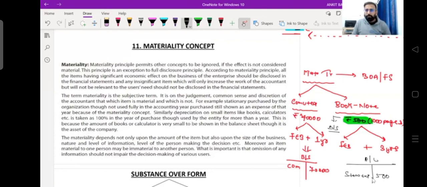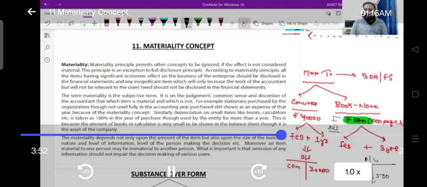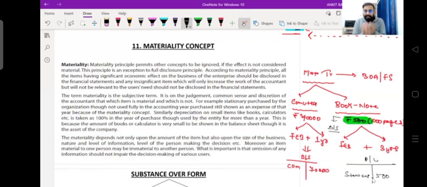Now you might be thinking, who will decide that the book amount is transferred to the P&L account and the computer amount to the balance sheet? This materiality decision is taken by the management. It depends on how big the organization is. If the turnover of the organization is 100 crore or 200 crore, then you can simply write off this expenditure in the P&L account. So the whole decision of materiality is decided by the management.